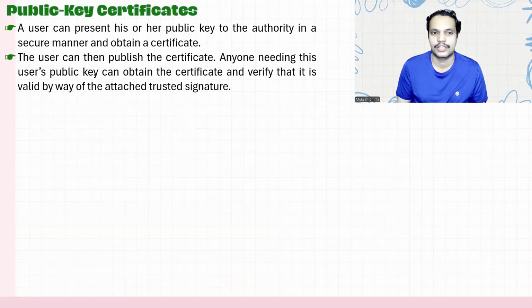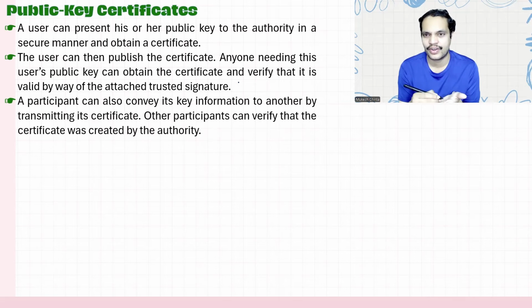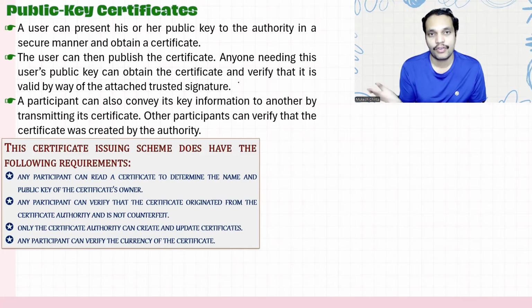Anyone needing this user's public key can obtain the certificate and verify that it is valid by way of the attached trusted signature. That means once I have the certificate, any certificate is signed by a particular authority. If I am able to verify that the certificate is genuine, I can trust it and I can then share the public key with my peers. I can obtain the public key of my peer also.